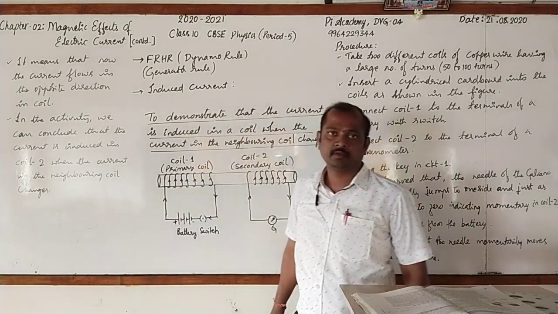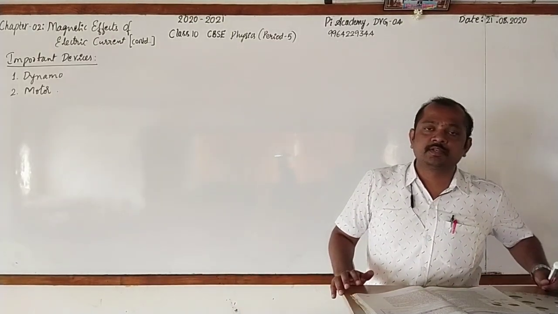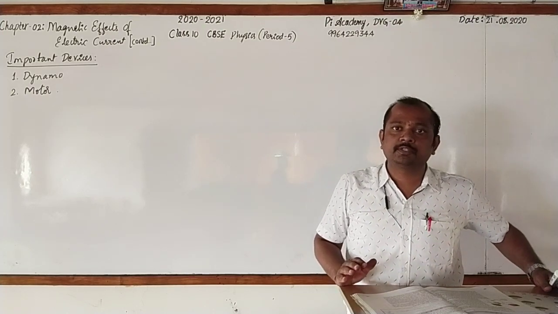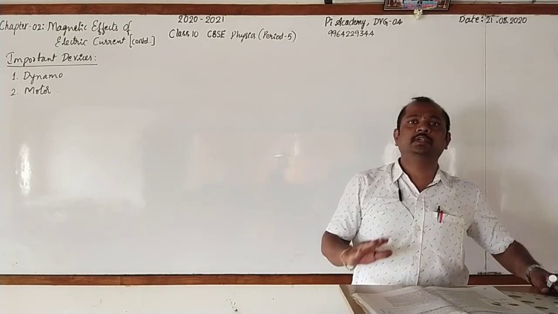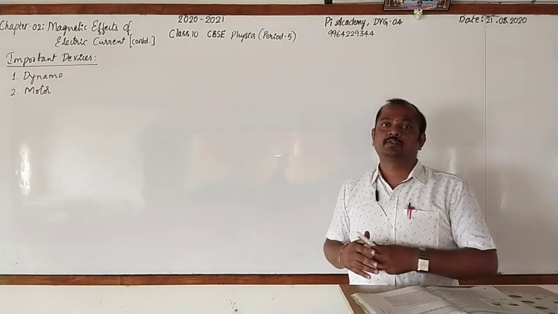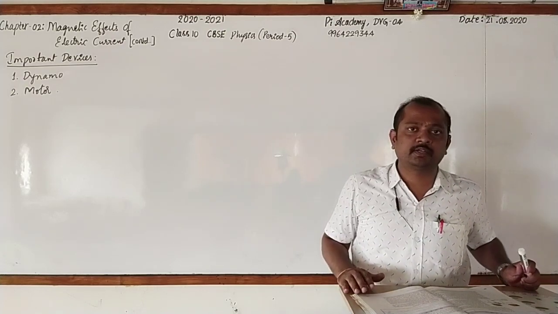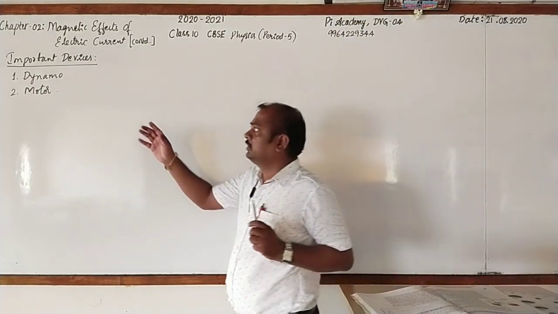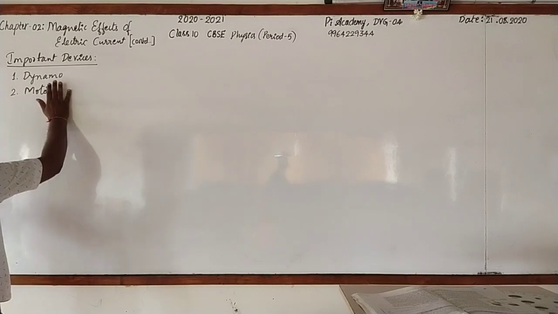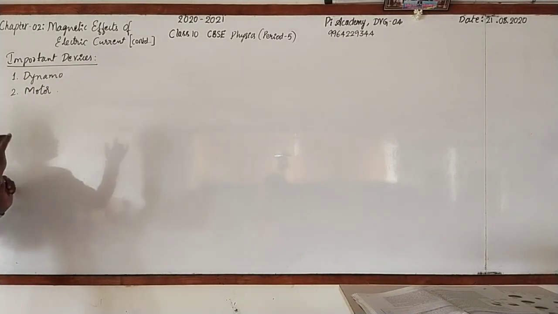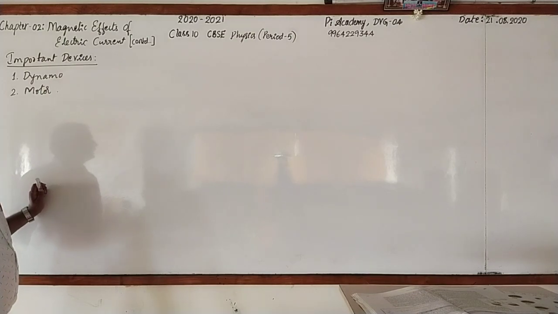Go for copy. Dear students, in this chapter, we are going to learn detailed information about two important devices which work based on what we learned so far: the magnetic effect of electric current, and electromagnetic induction. They are the dynamo and the motor. Dynamo works on EMI, motor works on the magnetic effect of electric current.